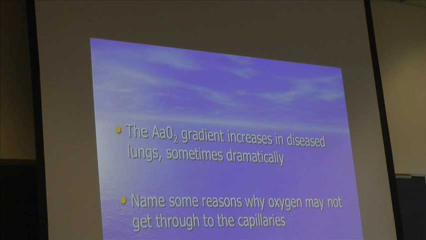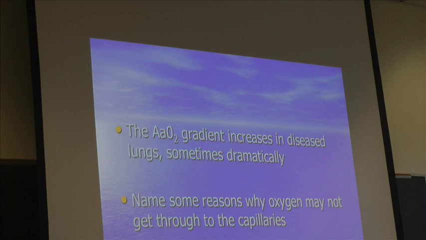All right, so it says that the AA gradient increases in diseased lungs, and sometimes dramatically. So if you have a big difference between alveolar oxygen and capillary oxygen, there's a lot going on with the lungs that's not letting oxygen get through into the blood. So now do you see the importance of that number? So if the AA gradient is 300, what do you think about the lungs? Are they healthy? No. So there's some disease going on there.